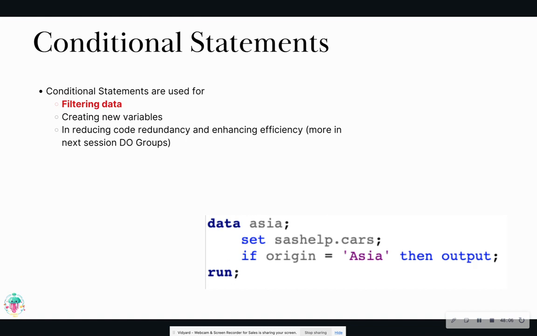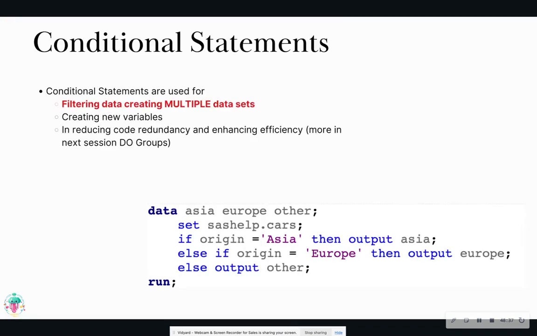In this case, I only want to create a data set called Asia from my existing data set, only if the origin is equal to Asia, then output it to this new data set. This "then output" means output it to what I'm trying to create, which in this case is a data set within my work library called Asia. So this helps me only have a data set that's focused on my analysis if I only wanted to look at Asian cars.